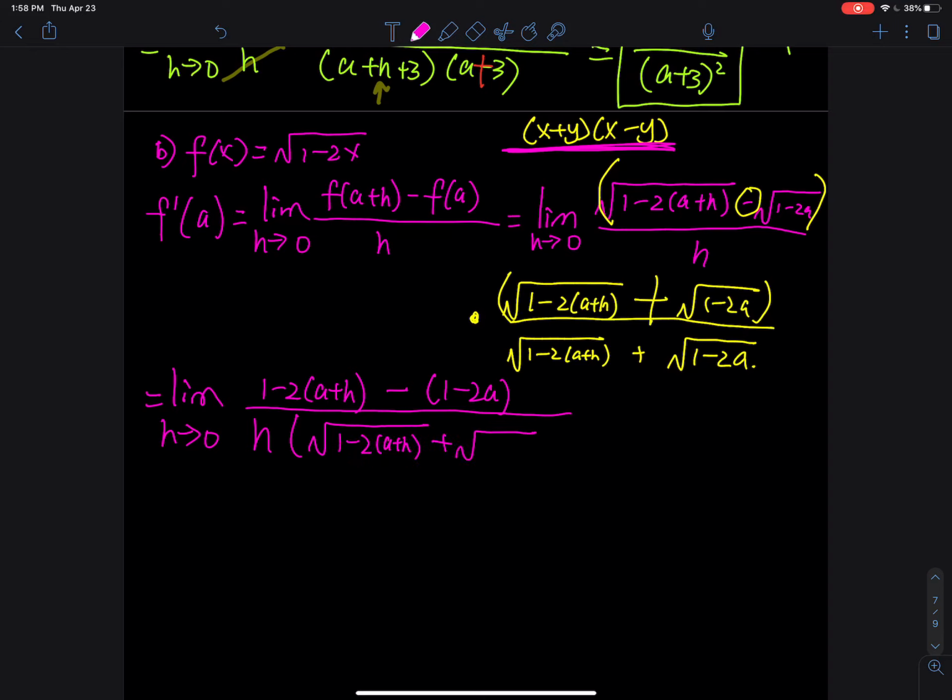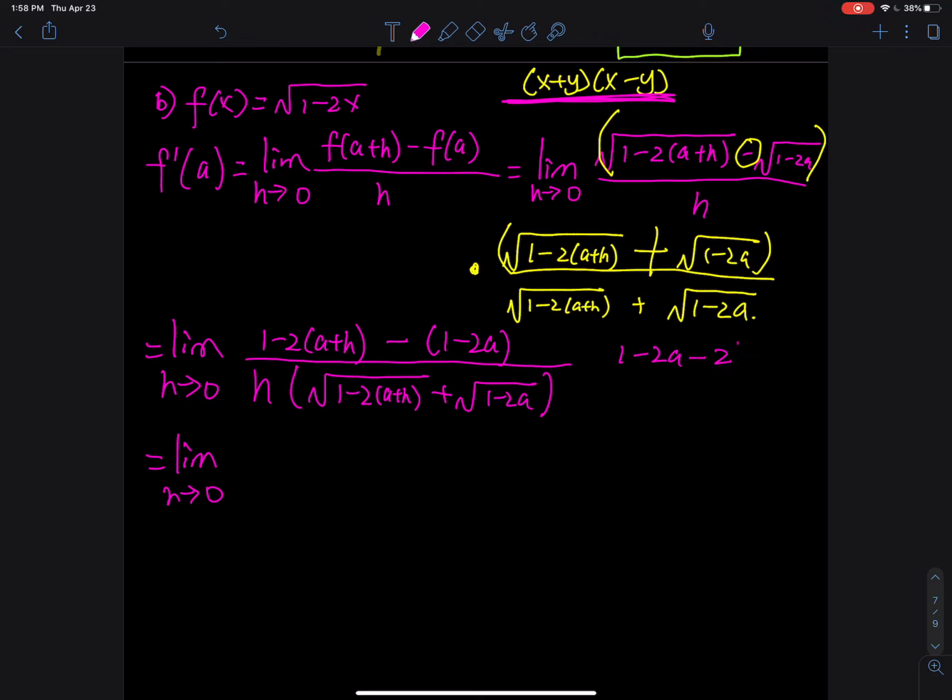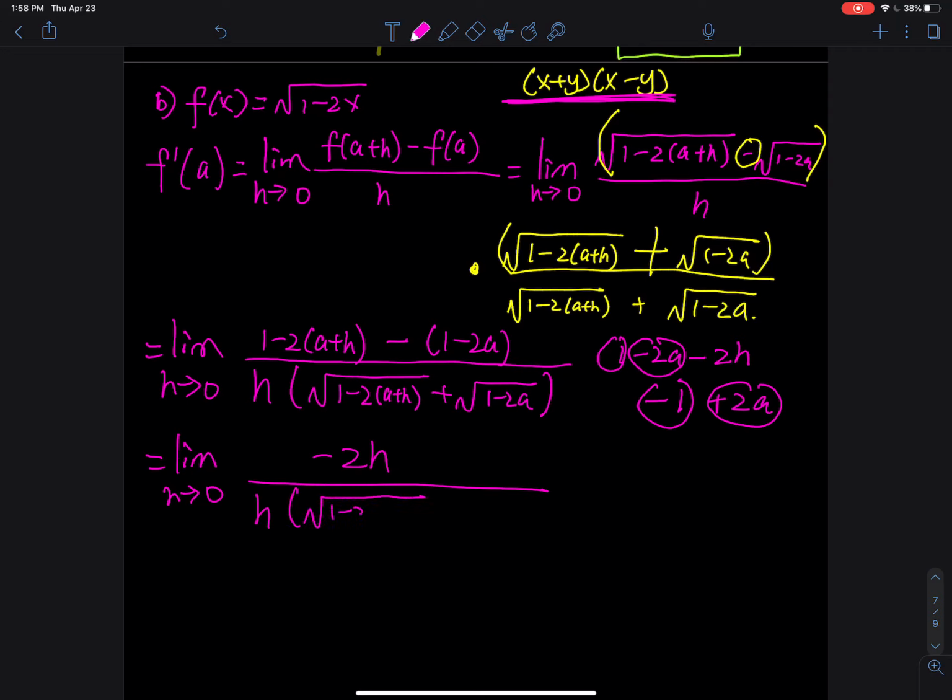what do you have? You have 1 minus 2a minus 2h minus 1 plus 2a. So the minus and the plus, they are cancelled. The 1 and the minus 1, they are cancelled, right? So we only have a negative 2h on top. So that is enough to get rid of the h in the denominator. 1 minus 2 times a plus h plus the square root of 1 minus 2a. And then we get rid of the h.